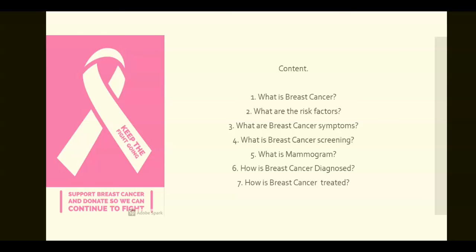On the left slide, there's a picture. It says, keep the fight going, support breast cancer, and donate so we can continue to fight.